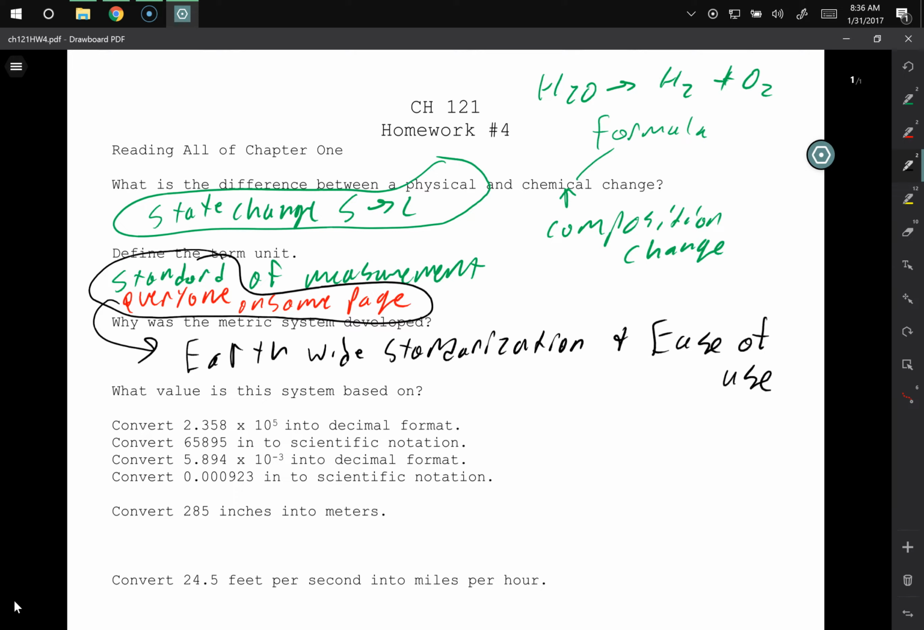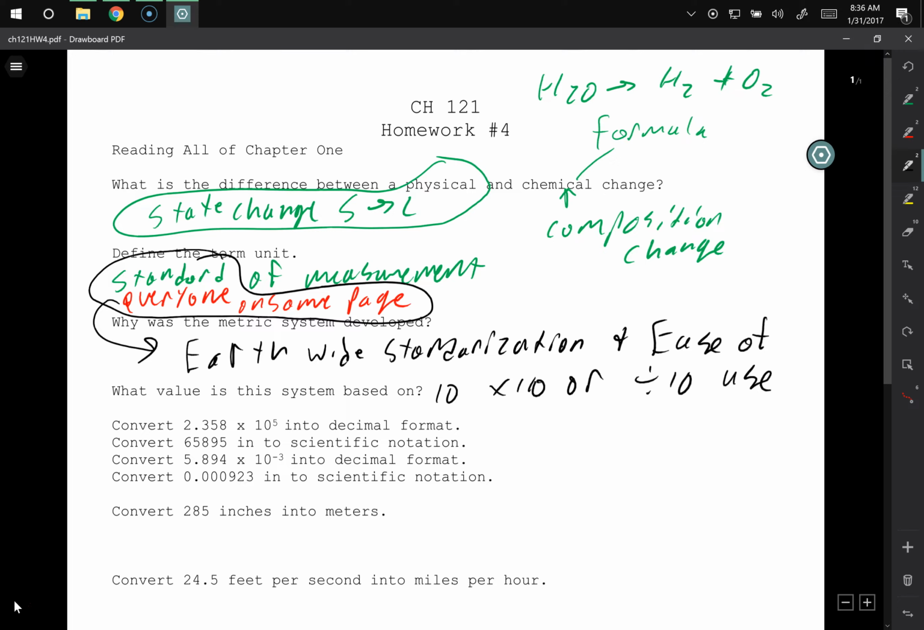And it's simple because it's all base 10. So the value the metric system is based on is 10. So really all I do is I multiply by 10 or I divide by 10. And that's it. Move the decimal place to the right, move the decimal place to the left. Nothing else to it. No 12 inches in a foot, remembering 3 feet in a yard, and 5,280 feet in a mile.